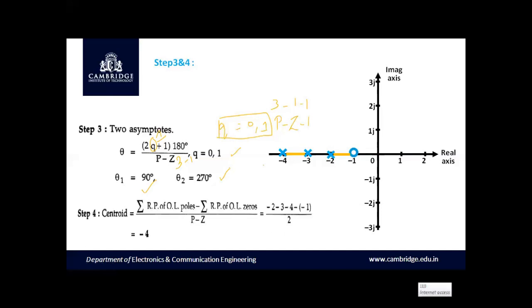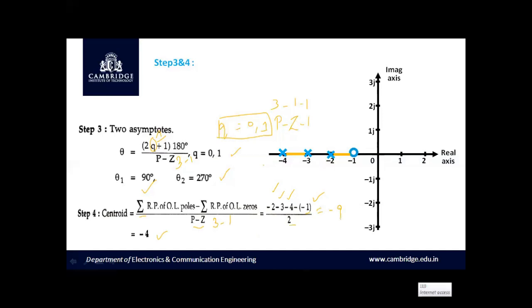Making use of step number 4, let us calculate the centroid, which is given by summation of real part of open loop poles minus summation of real part of open loop zeros divided by P minus Z. The real parts of open loop poles are minus 2, minus 3, minus 4. And as it is summation, let us sum up all minus 2, minus 3, minus 4. Minus of the real part of zeros, in this example, we have minus 1. Therefore, minus of summation of real part of open loop zeros, that is minus 1. The whole divided by P minus Z. P is 3 and Z is 1 in this case, therefore divided by 2.